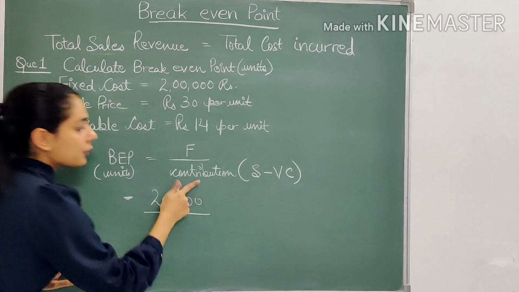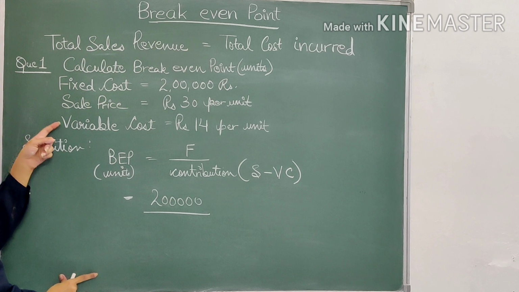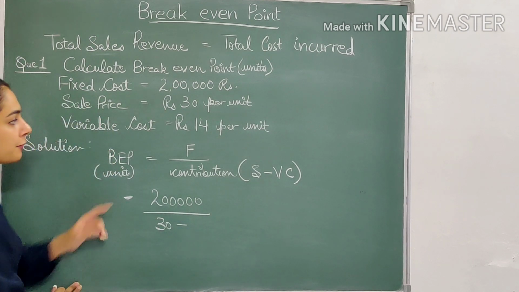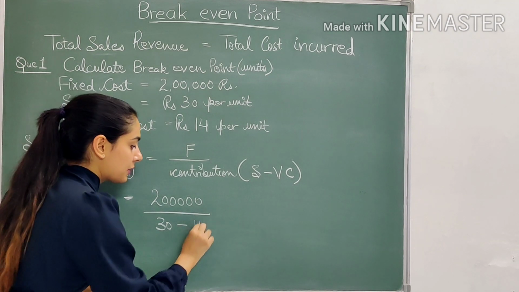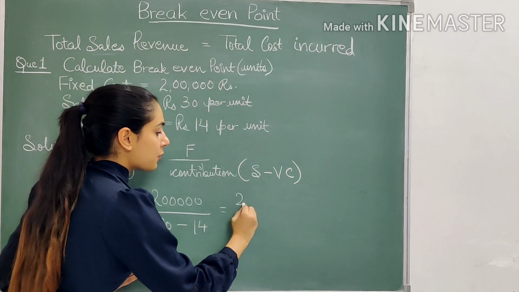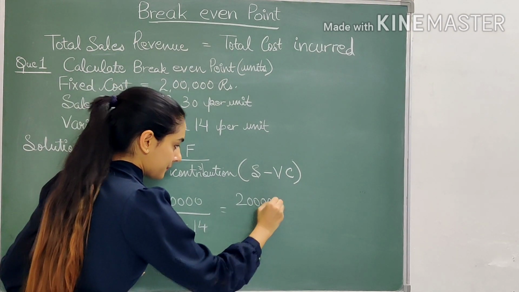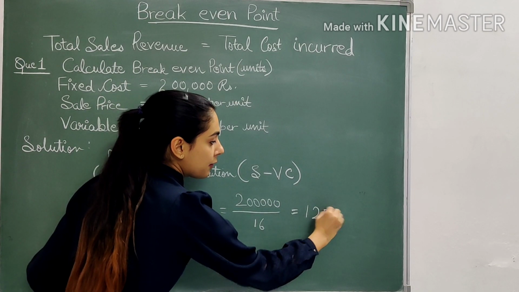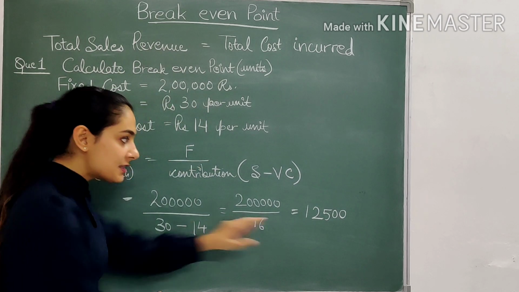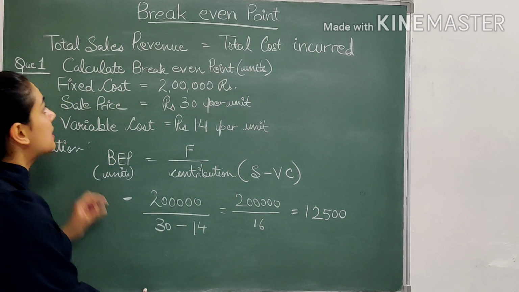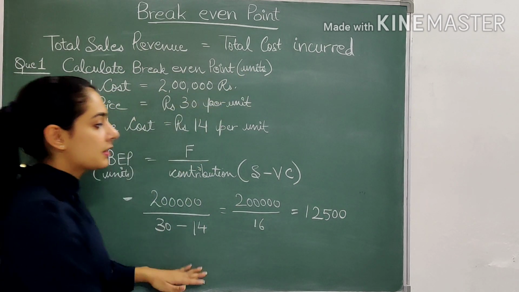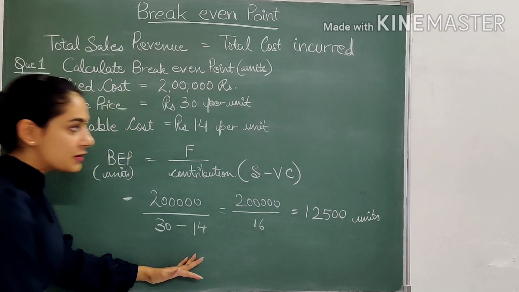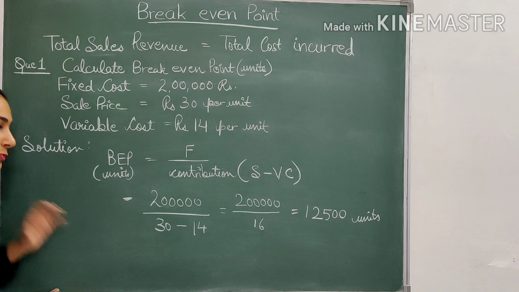Next is contribution, that is sales minus variable cost. 30 rupees is the sales value and variable cost is rupees 14. Now after solving this, you will get the answer 12,500. Now this 12,500 is the answer in number of units. That is, 12,500 units are to be sold by the firm to reach its break even.